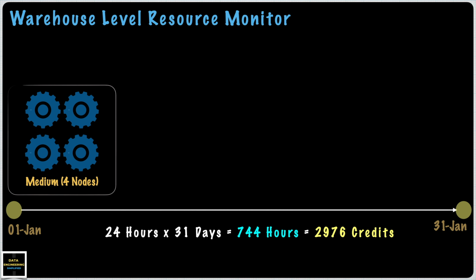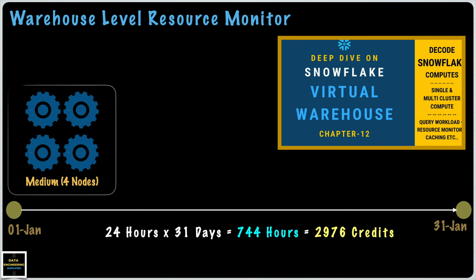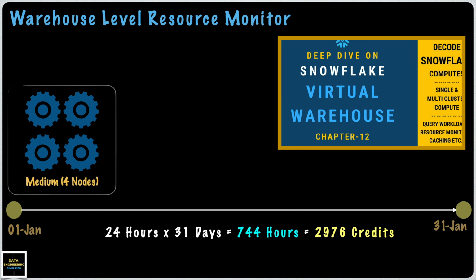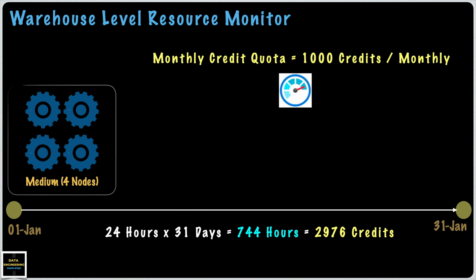So when we create this virtual warehouse, we will enable the auto resume and auto suspend configuration and want to make sure that it does not consume more than 1,000 credits in a monthly cycle. We can call it monthly quota, credit quota, or a monthly budget. And we need to make sure we don't overconsume or cross this allocated credit quota or credit budget.